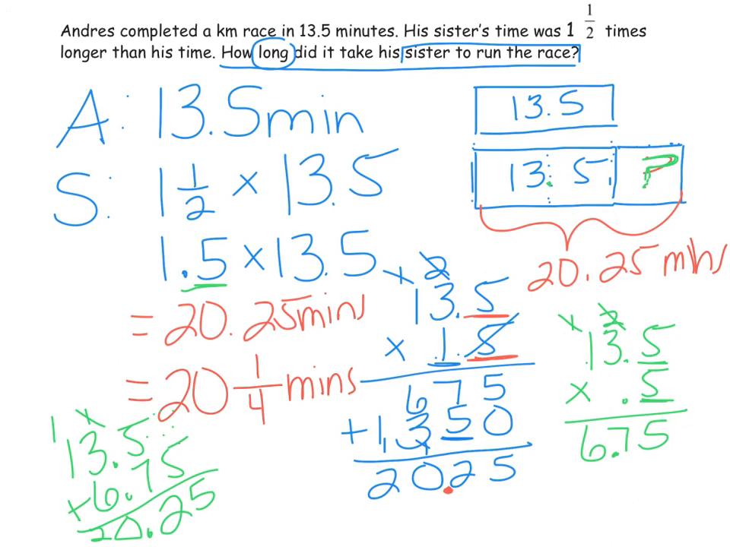So either way, I could have figured out the correct answer. I could solve by multiplying 1.5, or I could just solve by multiplying the half, since I already knew the 1. Now, I ran out of space, but you need to write your answer statement saying, sister took 20 and 1/4 minutes to run the race. Make sure you showed all your work.